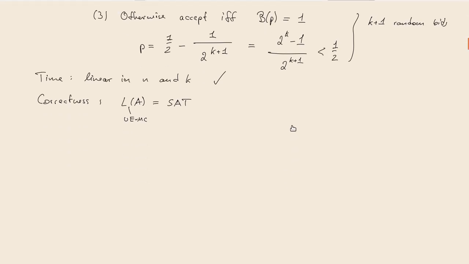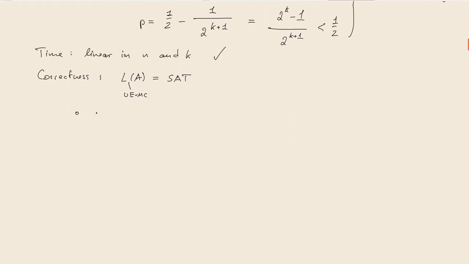To do so, we make a case distinction. The first case is that phi is actually a satisfiable formula. That means that the probability for a random assignment to satisfy that formula has to be some non-zero quantity, right? There is a satisfying assignment, and in the worst case, there's exactly one such. And then since the total number of assignments for k variables is just 2 to the k, 1 over 2 to the k is at least the probability to find a satisfying assignment.